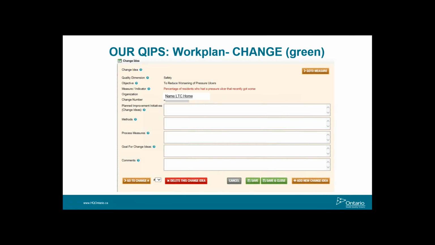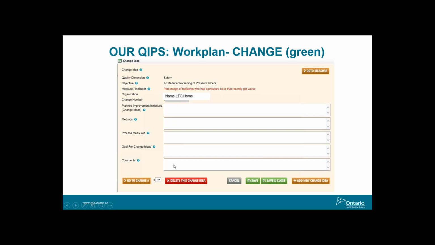which again allows you to see what it is you're working on, and it is the priority indicators that we do default to. Your long-term care home name will be there. You will see a grayed out area for the change number. Don't worry about that. If you add a new change idea, it will automatically number them. So if you have 5 change ideas, every time you click add new change idea, it will number them appropriately. Again, you see the question marks that allow you to understand what all these mean. So you would be able to type in your planned improvement initiative, your methods, your process measures, your goals, and your comments.